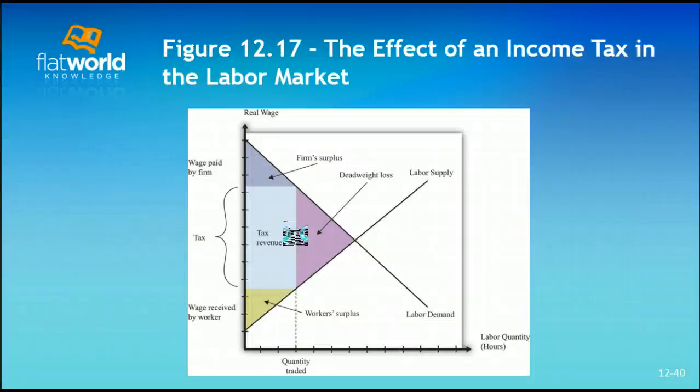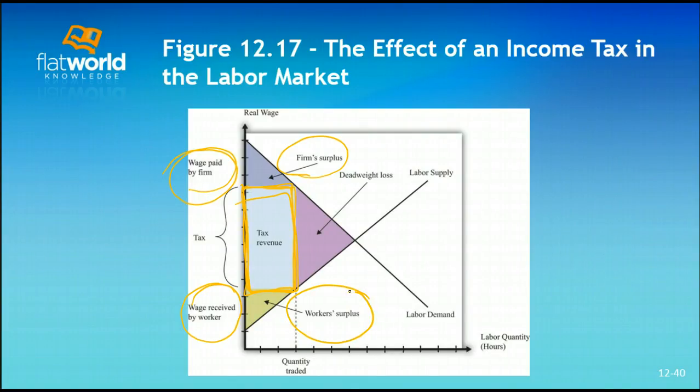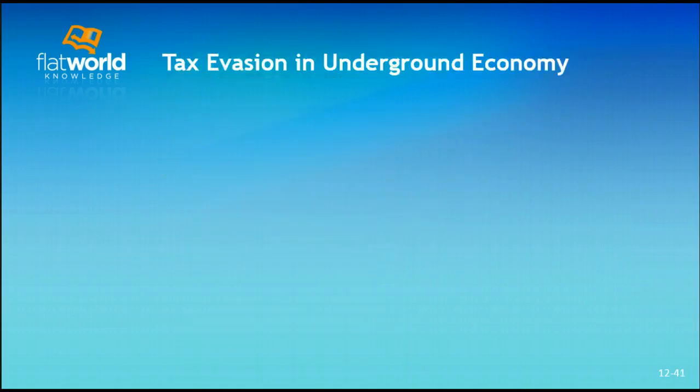In this example, we see that because of an income tax, the wage received by the worker is much lower than the wage that was actually paid out by the firm, and the difference is going to be the tax that gets paid in the form of revenue to the government. The firm's surplus, or what we call the buyer's surplus, will have been decreased, as will the seller's surplus or the worker's surplus, and that will be both because of the tax revenue as well as the deadweight loss in the economy. So taxes, income taxes specifically, cause a deadweight loss.